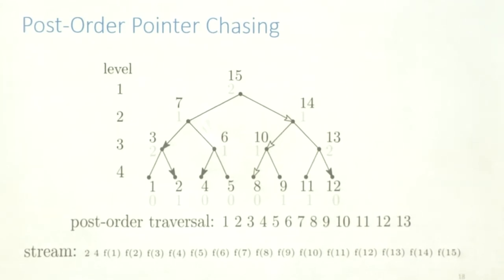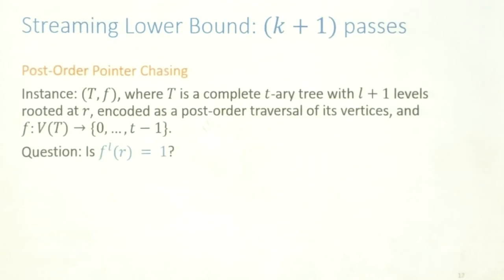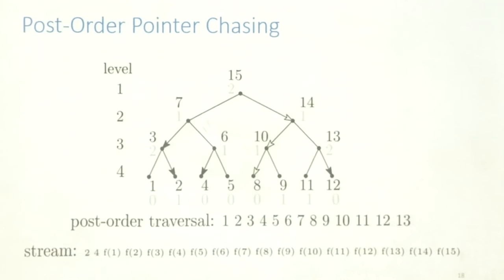Because f is defined this way, what this quantity will mean, this is in a rough fashion, but this is not the exact quantity. You have to define a second function to really pose it as a question here. But what you basically want to do is follow this path from the root to the leaf and determine the value of f at that leaf. So this is your instance.